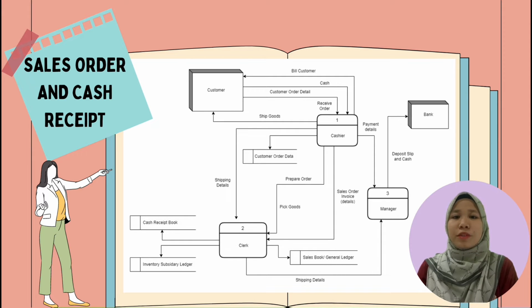After the customer receives the goods, the customer will make a payment in cash to the cashier. The cashier will provide the invoice for the payment to the customer. After that, the cashier will submit the payment details to the manager, which is also an internal entity. Next, the manager will prepare a deposit and deposit the cash into the bank. Finally, the clerk will record the payment transaction into the cash receipt book.